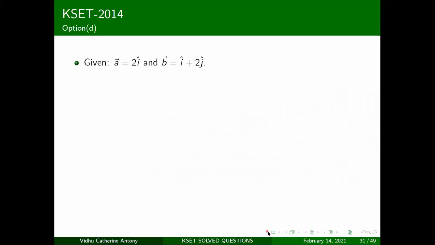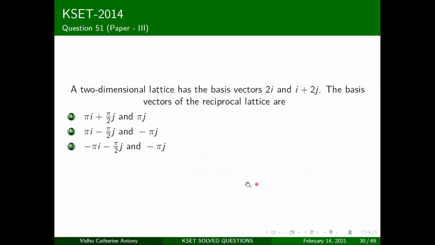So let's look back at the question. Two-dimensional lattices, the two-dimensional lattice has the basis vectors 2I and I plus 2J. The basis vectors of the reciprocal lattice are, you have option D here, which is pi I plus pi by 2J and pi J. So this is how it was given in the question. These are actually unit vectors, okay? So just a second. Yeah, these are actually unit vectors that you see here. Okay, this is how your question was framed in the question paper. So I just took it as such. All of these are unit vectors.